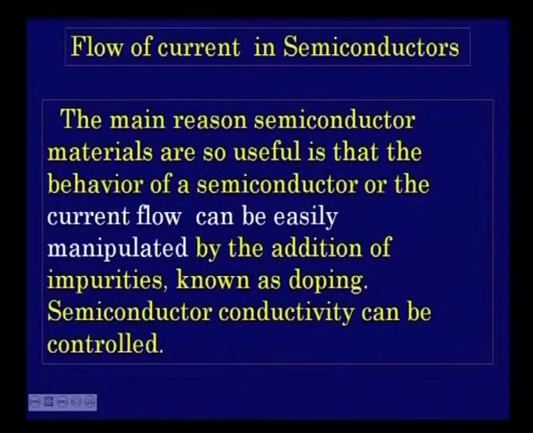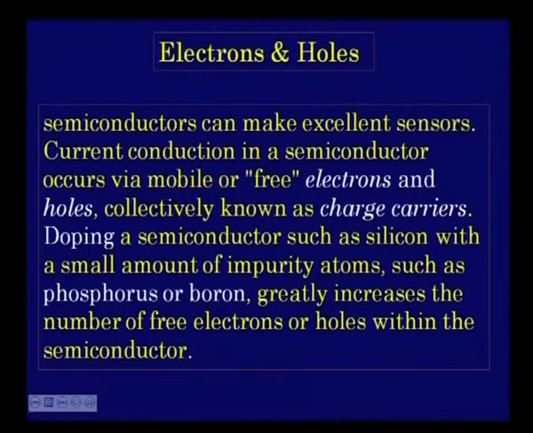What is the atomic number of silicon? It is 14; 13 you have in the periodic table on the left side, 15 on the right side. 13 means aluminum, 15 means phosphorus. So, you can add phosphorus. By adding phosphorus you are injecting one extra electron. By adding a trivalent impurity like aluminum, you are adding one extra hole, and so the number of electrons and holes can be controlled, and hence the current flow can be easily manipulated.